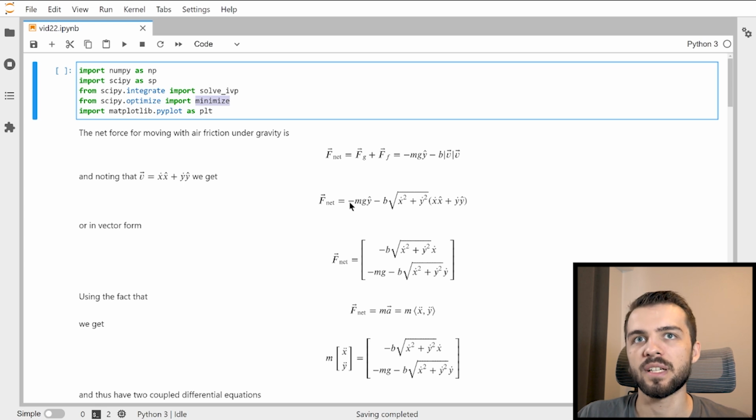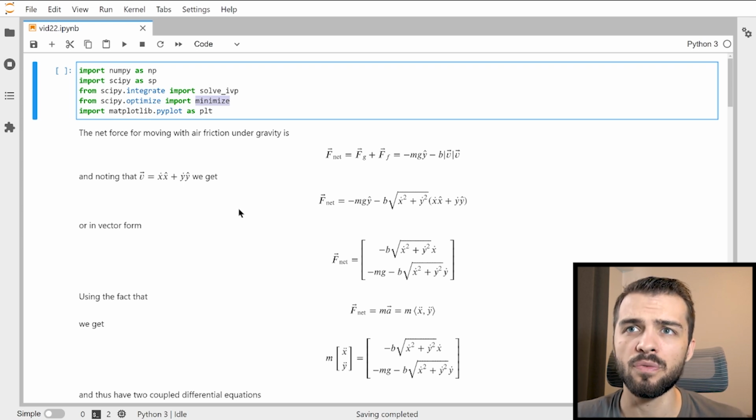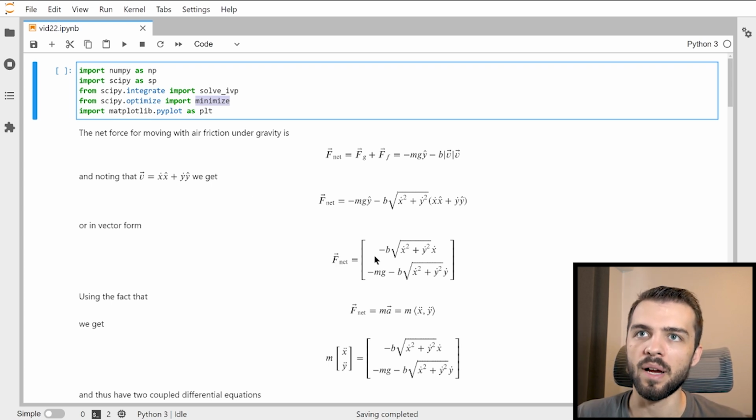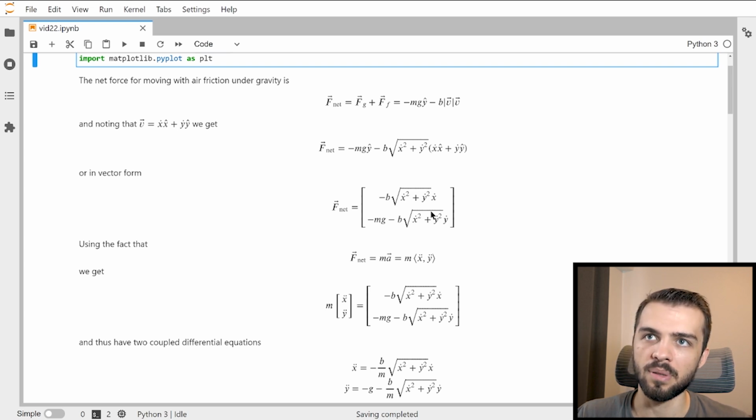You can write the net force like this, so minus mg y hat minus b. The absolute value of the velocity is just the square root of x dot squared plus y dot squared. That's pretty simple. And then the velocity itself is x dot x hat plus y dot y hat. So this is the vector here. Again, not too complicated. I like to put things in vector form because it makes it a bit more simple. So F net, writing it in terms of x and y components, we have our x component here, which is just from the friction, and the y component, gravity plus the friction.